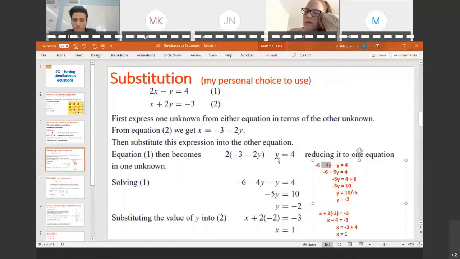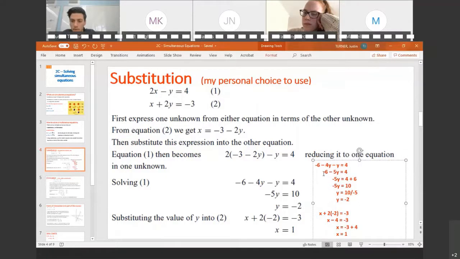And then we've got our -y equals 4 on the end there. Now we're going to gather the like terms. So these are like terms, -4y minus y. When you gather those like terms, we end up with -5y.